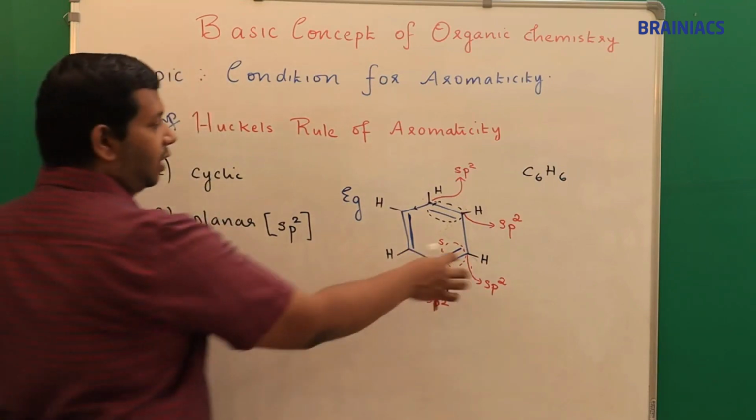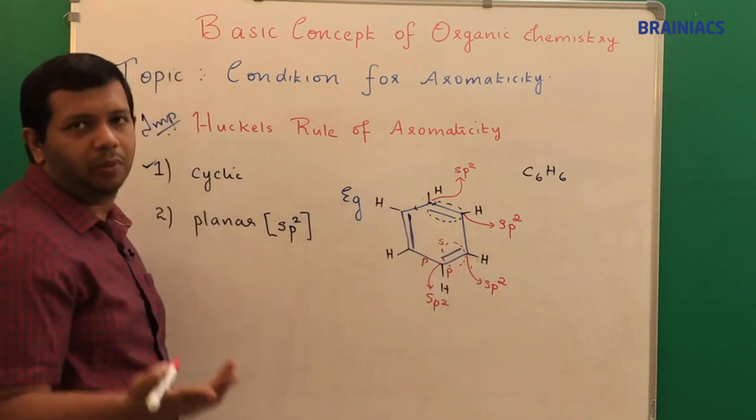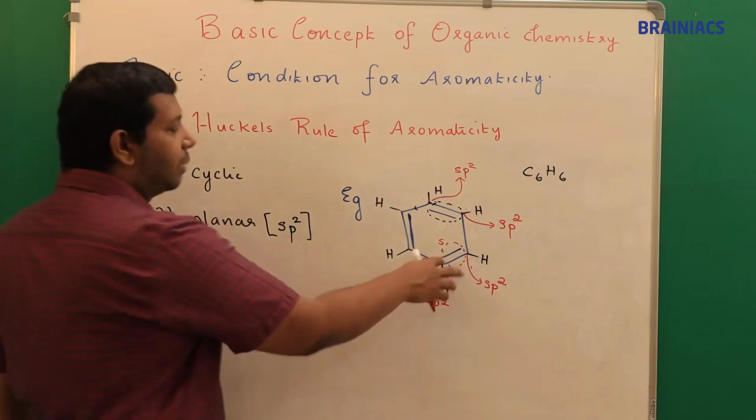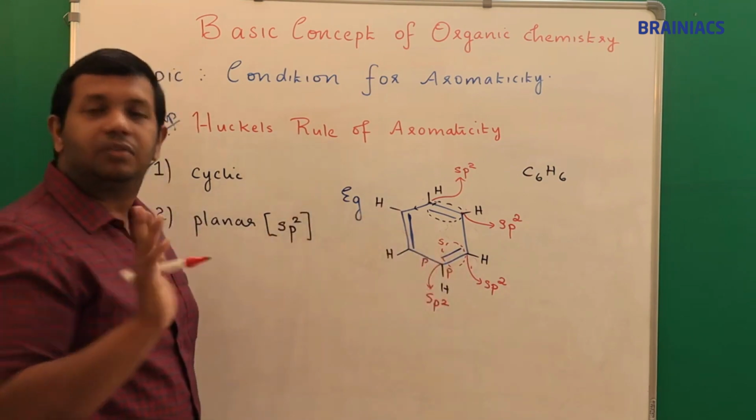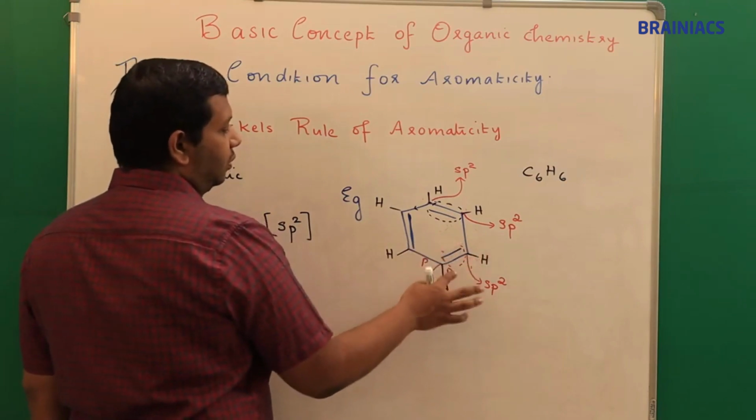Some students still ask a doubt: Sir, when you are considering this carbon, you take this as P and now you are taking it as S. That is not a problem because this is a shortcut to determine the hybridization. It's not an actual rule. I have told you that.